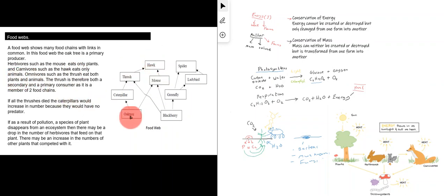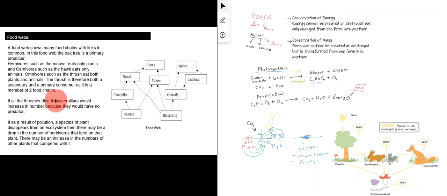If we take, for example, the mouse, we can see that it consumes parts of the oak tree. The mouse also consumes blackberries, denoted by these arrows here. Then we can see that the hawk eats the mouse, and the hawk also eats thrushes. In this food web the thrush eats caterpillars and it eats blackberries as well. So you can say that a thrush is a secondary consumer because it eats caterpillars, and it's also a primary consumer because it eats the blackberries.